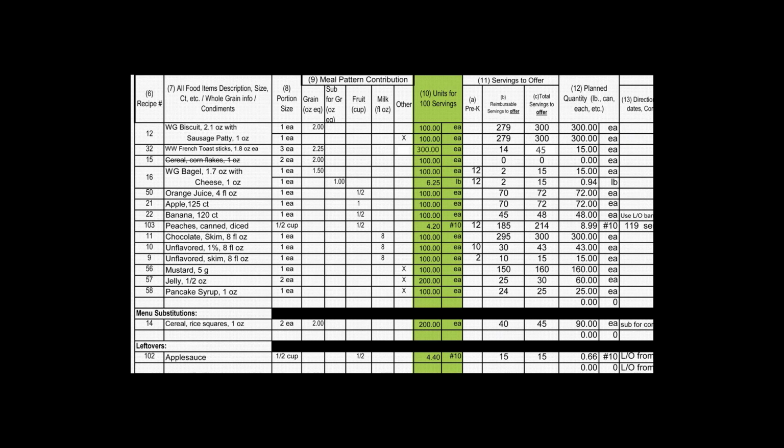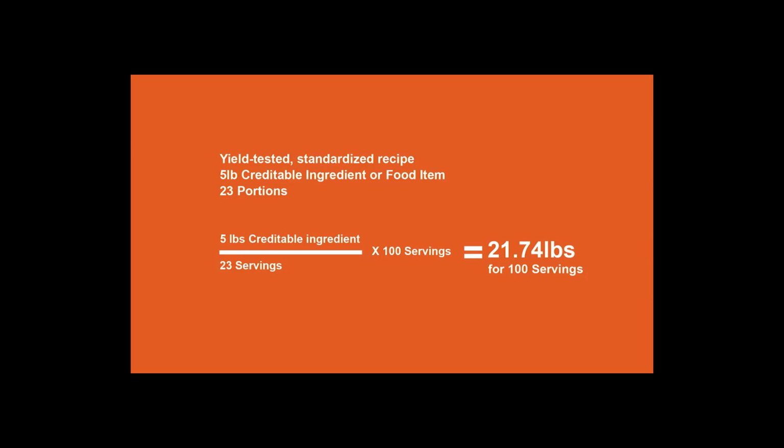The information in column 10 should be consistent with the accurate standardized recipe yield information. For example, if the yield-tested standardized recipe states that it takes 5 pounds of a creditable ingredient or food item to produce 23 servings, then the units for 100 servings would be 21.74 pounds for that item. This is calculated as 5 pounds divided by 23 servings multiplied by 100 servings, equaling 21.74 pounds.